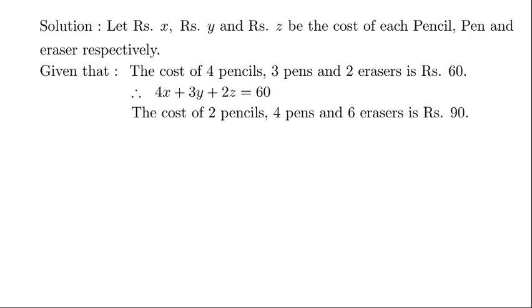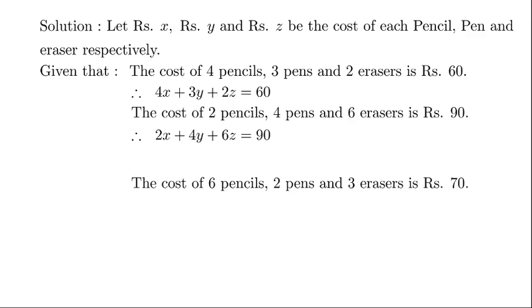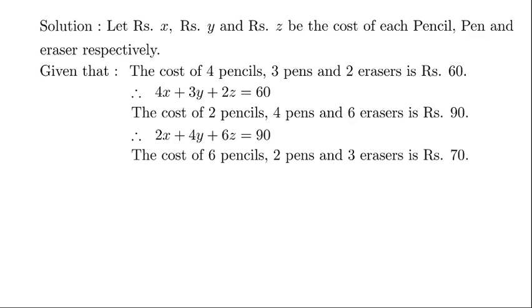Cost of 2 pencils, 4 pens and 6 erasers is rupees 90. That is 2x plus 4y plus 6z equals 90. Cost of 6 pencils, 2 pens and 3 erasers is rupees 70. That is 6x plus 2y plus 3z equals 70. That means we have got 3 system of linear equations.